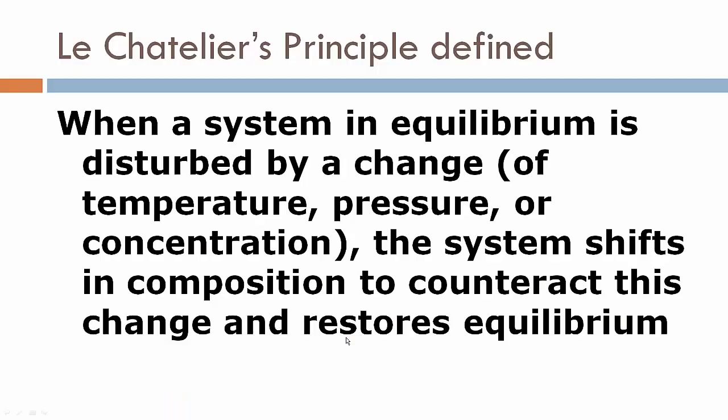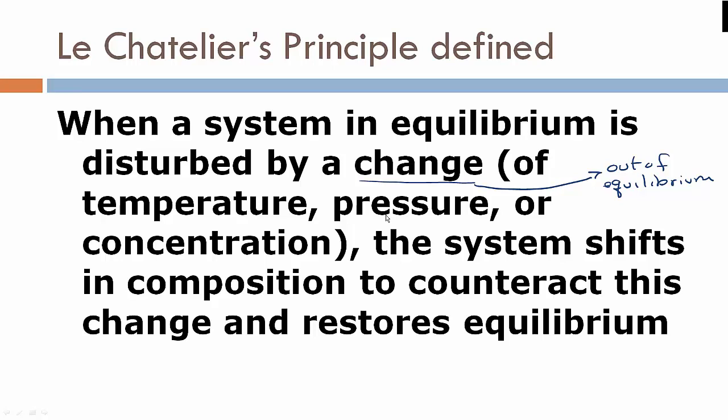This is a definition. It says, when a system in equilibrium is disturbed by a change, now, two things. The system is in equilibrium and is disturbed by a change. What does that mean? That means it's not at equilibrium anymore. So it was at equilibrium, now it's out of equilibrium. The other thing to think about is change.